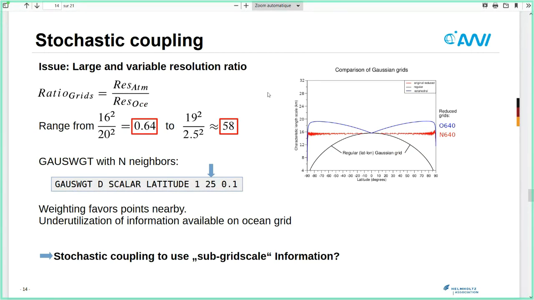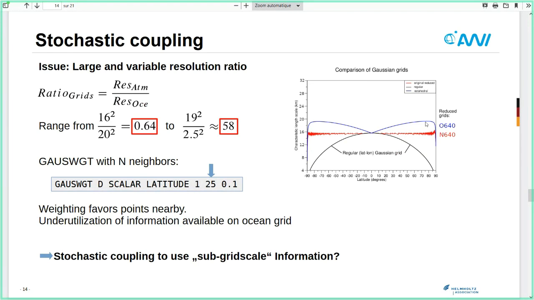But then in the Southern Ocean, you can see here the TCO grid, when they say 16 kilometers, means 16 kilometers here at the equator, but you might have 19 kilometers at high latitudes. And at the same time, you have a 2.5 kilometer ocean underneath, which means you have in excess of 50 ocean cells for every atmospheric cell. So there's a tremendous amount of information available at the ocean surface. And the question is, are we using that in the atmosphere? And with the current Gauss-weighted nearest neighbor, we kind of don't, right?